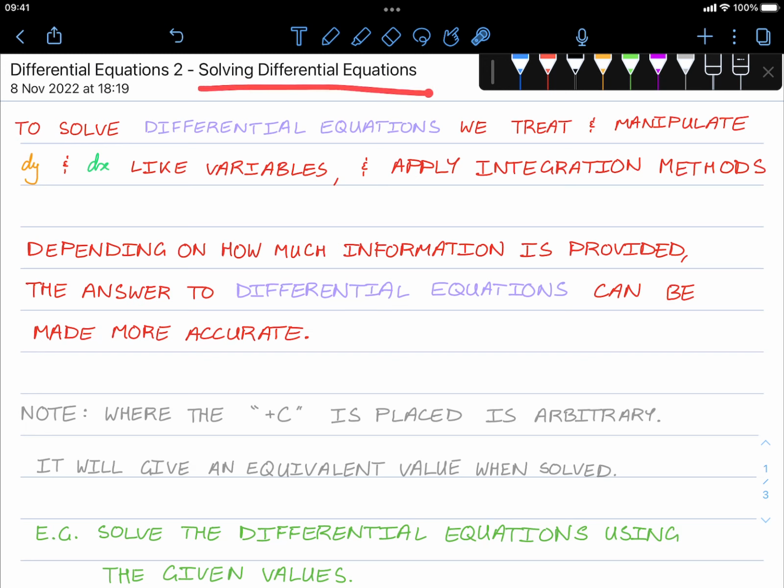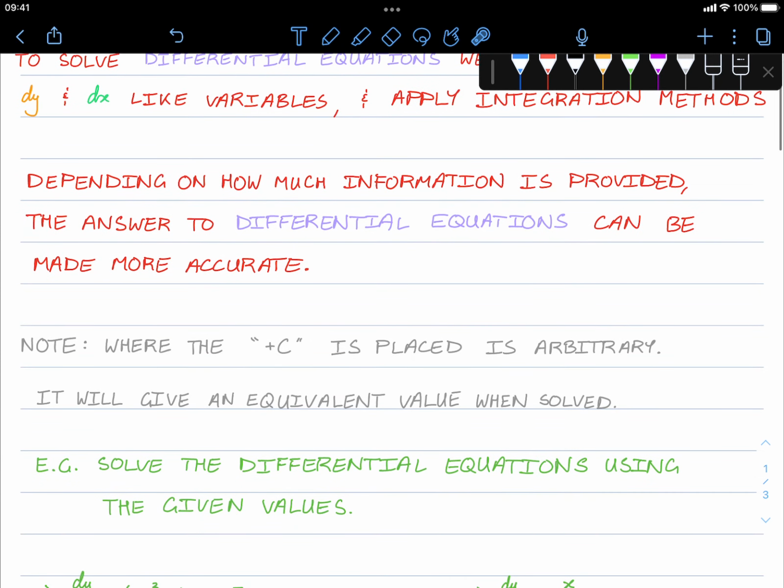In this video, we'll be looking at solving differential equations. To solve differential equations, we treat and manipulate dy and dx like variables, and we apply integration methods. Depending on how much information is provided, the answer to differential equations can be made more accurate.